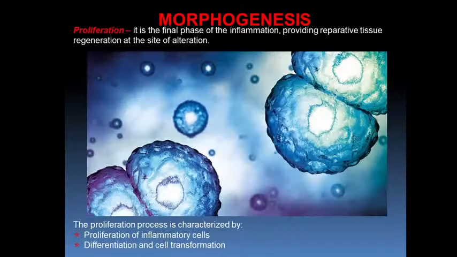The last, third stage of inflammation is named proliferation. It provides reparative tissue regeneration at the site of damage. Proliferation is characterized by proliferation of inflammatory cells, such as macrophages, also proliferation of cambial mesenchymal cells, smooth muscle cells, epithelium, and so on. Secondly, it is differentiation and cell transformation.